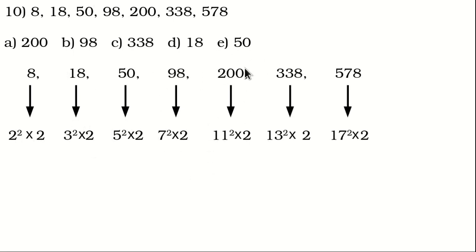And this is not 11 square into 2, as these numbers are prime numbers. So this is the wrong number in the series. As 11 square into 2 is not 200. Instead of 200, you should be given 242. So your answer will be option A.